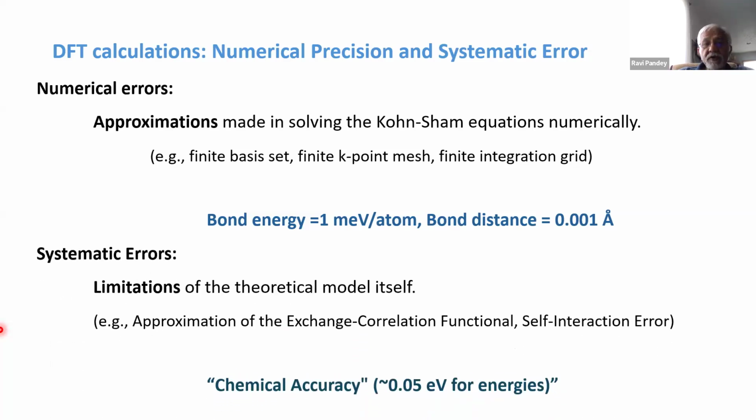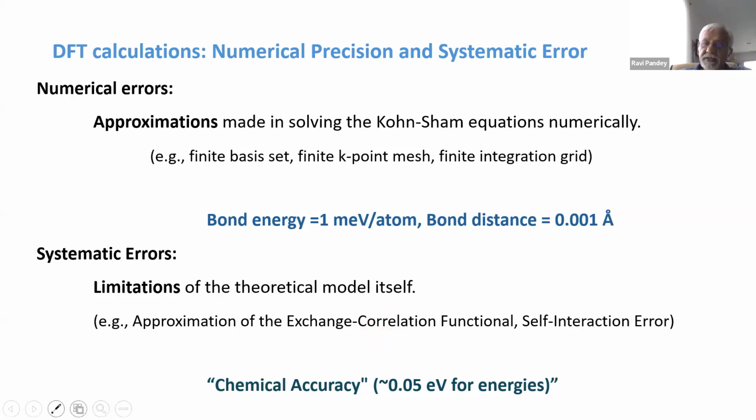But we also have what we call systematic errors, because of the limitation of the theoretical model itself. If you go back to your quantum mechanics 101, we start with a many-electron system. Then we have the Born-Oppenheimer approximation. We freeze the nuclei and calculate only the electronic part of the Hamiltonian. And then further in this electronic part, we use an approximation of the exchange correlation functional form.